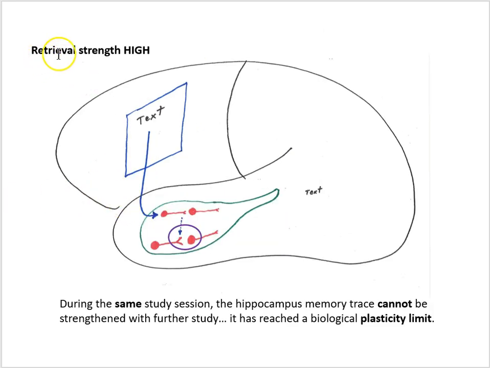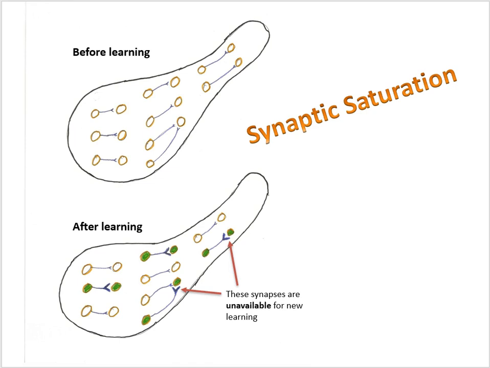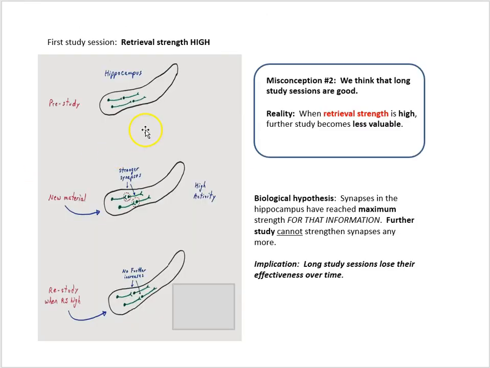The problem is that when we have high retrieval strength, because we've just been reading the text, during the same study session, the hippocampus memory trace cannot be strengthened with further study. It has reached a biological plasticity limit. And we saw this in earlier lessons, the idea that when we learn, we increase a certain set of synaptic strengths, but that means that those synapses are unavailable for new learning. There's a maximum amount that they can be enhanced. If we look on the left here, the idea is prior to study, we have weak synapses in the hippocampus.